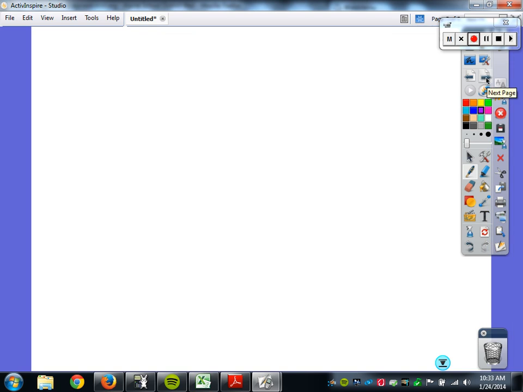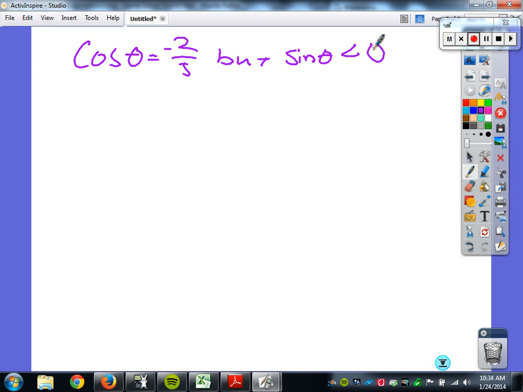Okay, so now we're going to switch this up. Cosine of theta is negative 2 fifths, but sine of theta is less than 0. I'd like you to once again find the 6 trig functions. Maybe I don't want to spend all that time, so I'll just ask you to find sine, cotangent, and secant. How about that? Is that fair?